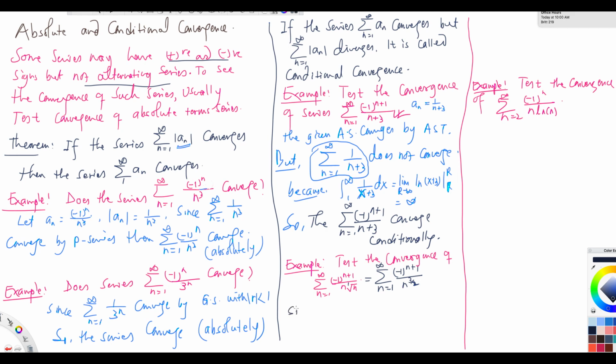Okay, so since the summation from n equals 1 through infinity of the absolute value of negative 1 to the n plus 1 over n to the 3 half is 1 over n to the 3 half, do you think it converges? It converges because the series of the absolute term converges by what? By the p series test, right? Why? Because it is 1 over n to the p, and p is greater than 1. So this series converges. So the given series converges absolutely.